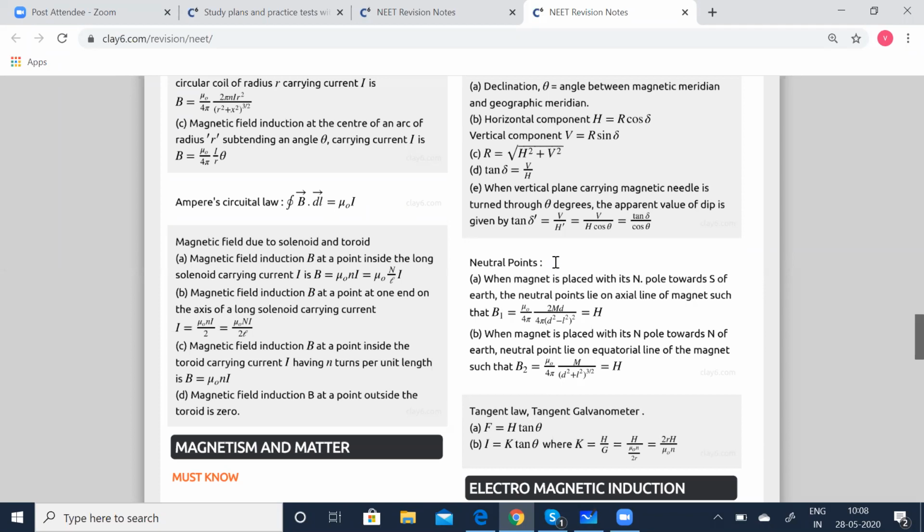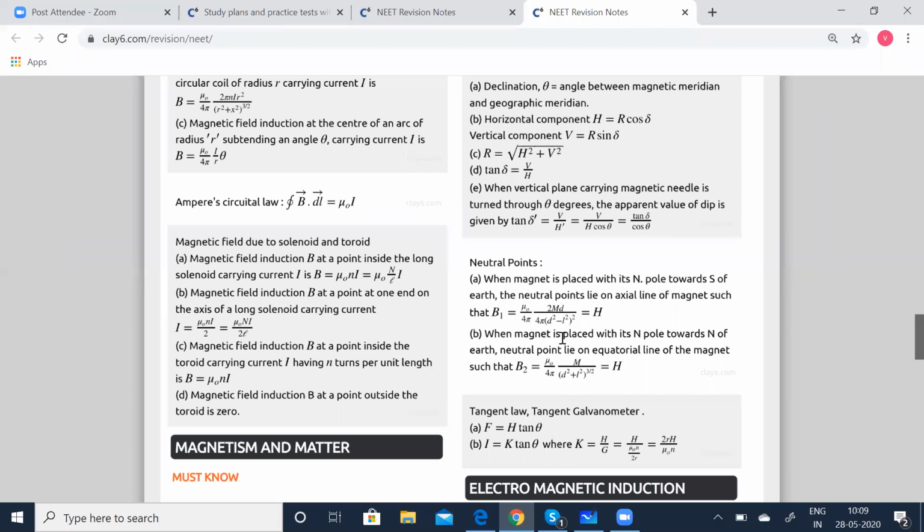Next is the neutral points. When a magnet is placed with its north pole towards the south of the Earth, the neutral points lie on the axial line of the magnet such that B1 equals mu0 by 4 pi into 2md by (d squared minus L squared) the whole squared. That is going to be H, where M is the magnetic moment, d is the distance at which the point is considered, and L is the length of the magnet. This is the horizontal component H.